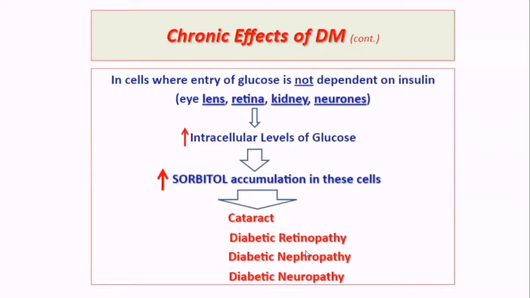So in cells where the entry of glucose is not dependent on insulin, these highly elevated glucose values will lead to increased local concentrations, especially in the lens, retina, kidney, and neurons. So the polyol pathway is activated, leading to cataract, diabetic retinopathy, nephropathy, and neuropathy.